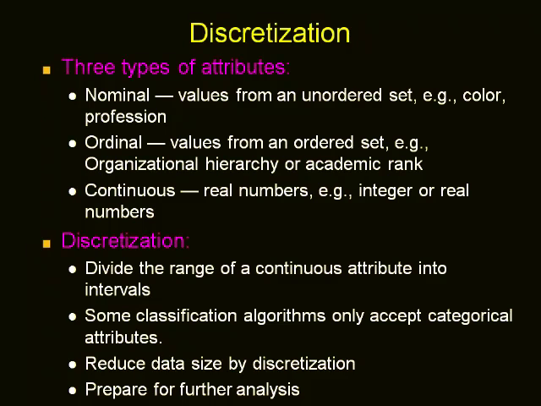Discretization generally deals with different kinds of attributes. The attribute may be nominal, where the values form an unordered set, for example color, profession, etc. Or it can be ordinal, where the values form an ordered set; academic rank or organizational hierarchy belong to this category. Or it can be continuous, where the values are integers or real numbers.